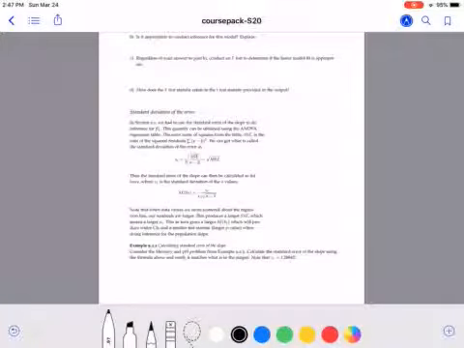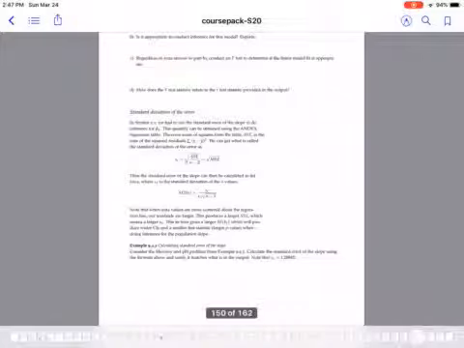To finish off example 9.2.1, what we are looking at is: is it appropriate to conduct inference for the model, and to explain? So what we want to do is go back and look at the couple plots that we saw on the previous page and comment on what we're seeing.